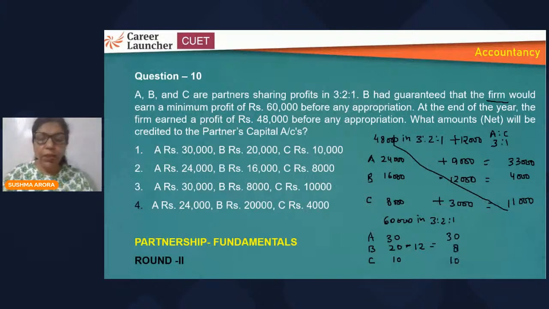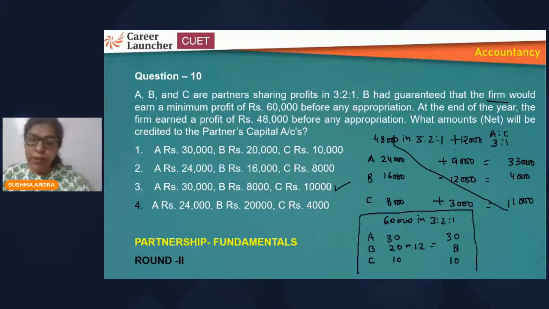This is the easiest way, children, I want to tell you. Otherwise, you will waste your time in calculation. See, 60,000 is to be the profit, but because 12,000 is the deficiency, that is by B. So you will opt this method. That is the easiest method. Okay, so your answer will be C.